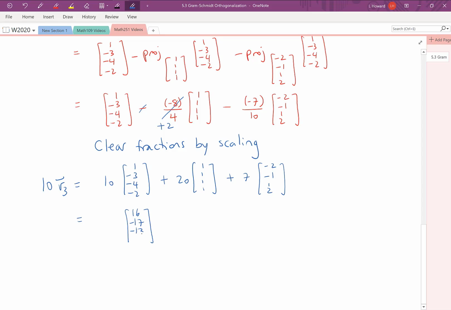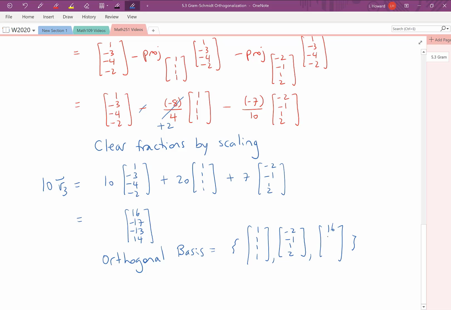16, -17, -13, and 14. So the question was find an orthogonal basis for W, and here it is coming up. So our orthogonal basis is, just looking back to our last step, we had 1, 1, 1, 1, and -2, -1, 1, 2. We've now added our third and final basis vector, which is 16, -17, -13, +14.